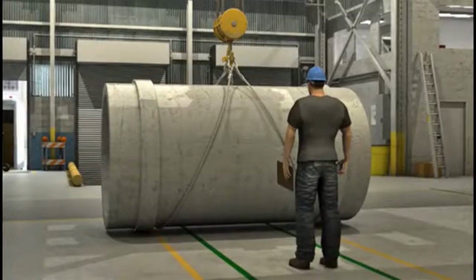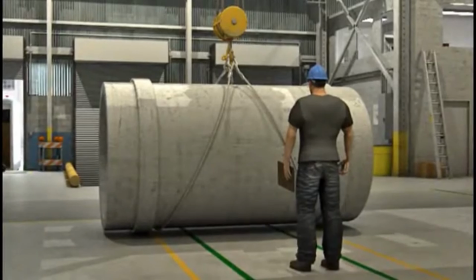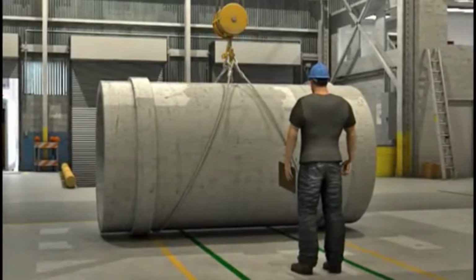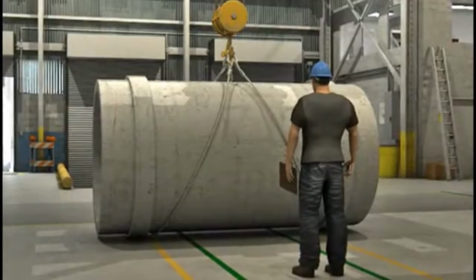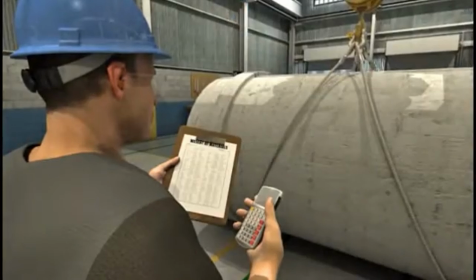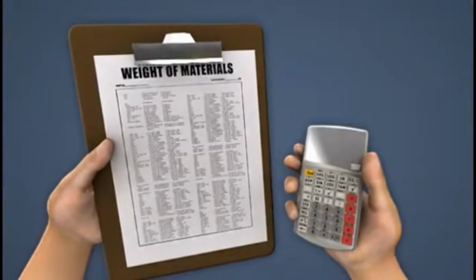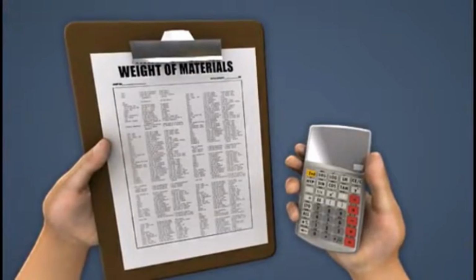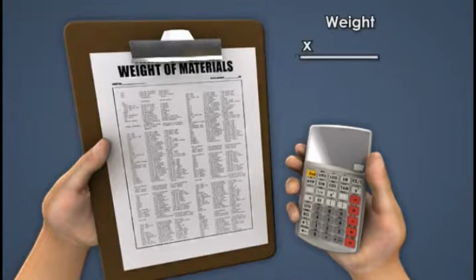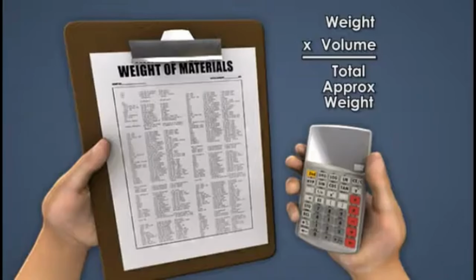It is absolutely necessary to know a load's weight before lifting so that the proper rigging components can be chosen. If the weight of a load is unknown, it can be calculated. There are standard data tables that show the weight of common materials. This weight is then multiplied by the load volume to find the total approximate weight.